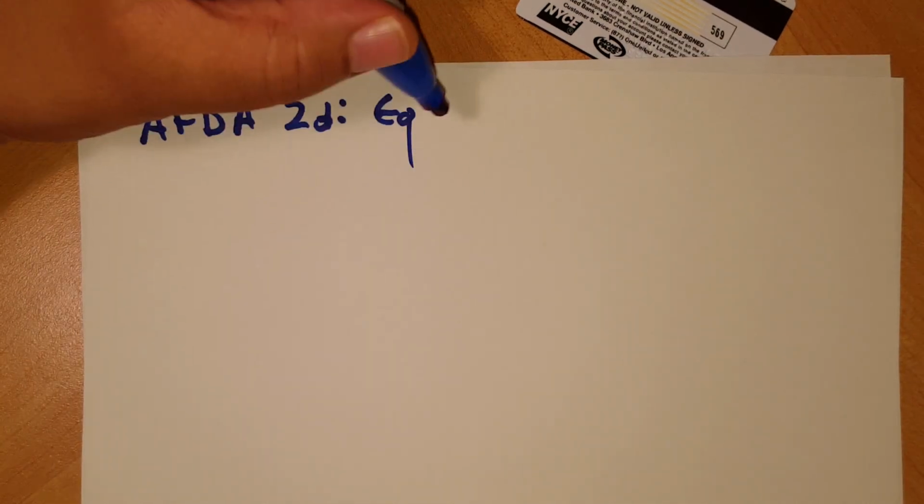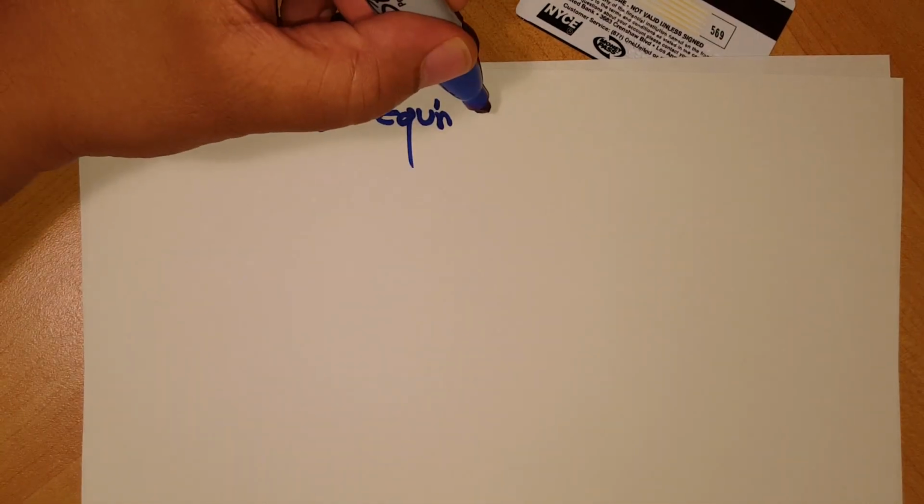So we're going to do 2D. So this is AFDA Unit 2D. And what we're going to be doing is writing the equation of a line given information.